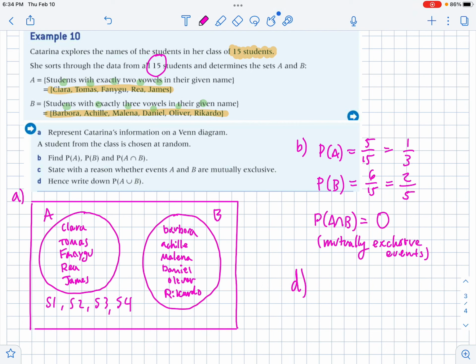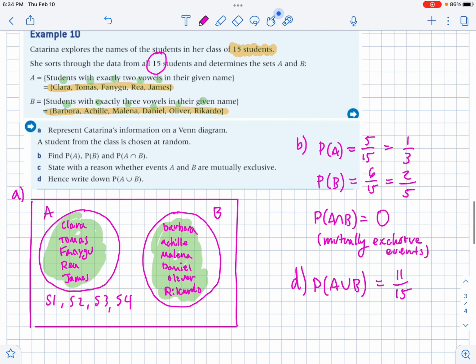Part D. Write down the probability of A union B. Well, that's both of the groups together. So here there's 5 people, and here there's 6 people. Add up a grand total of 15. So this will be 11 out of 15 together. That's that.